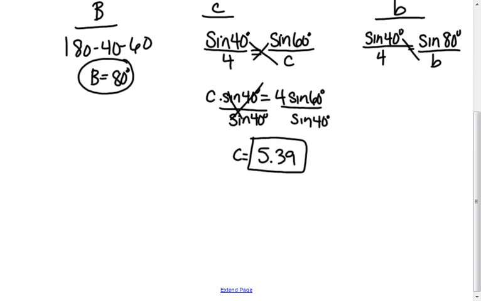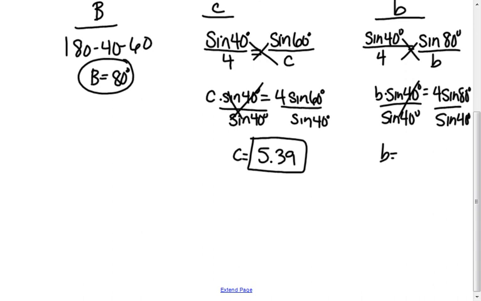I will cross multiply, so I have B times the sine of 40 equals 4 times the sine of 80. Again, divide by sine of 40. And B, if you type that into your calculator, will come out to be 6.13. You should check that and make sure that you're able to get those in your calculators okay.